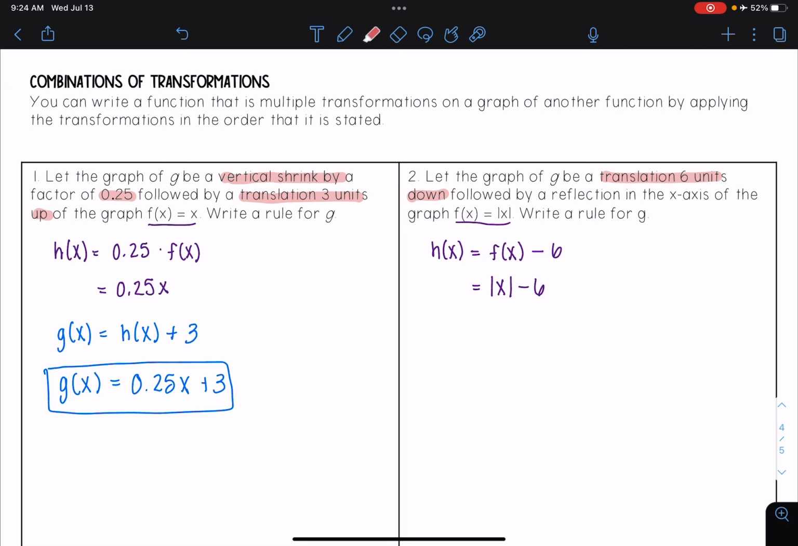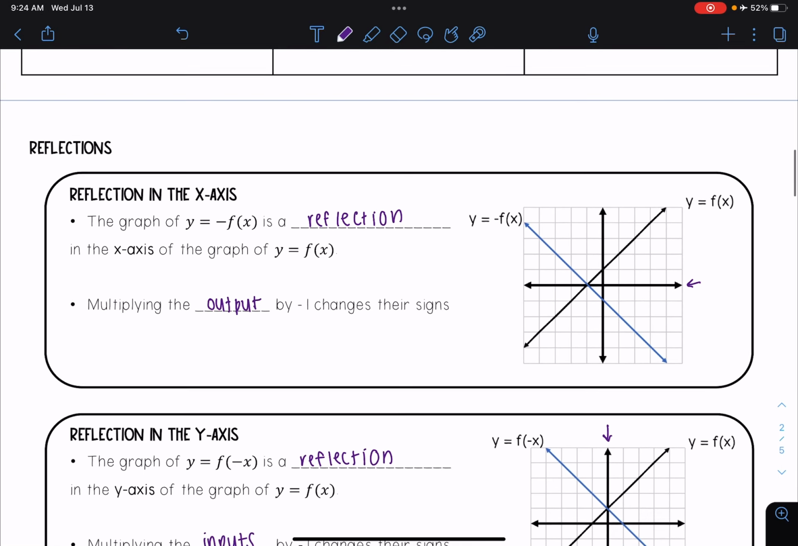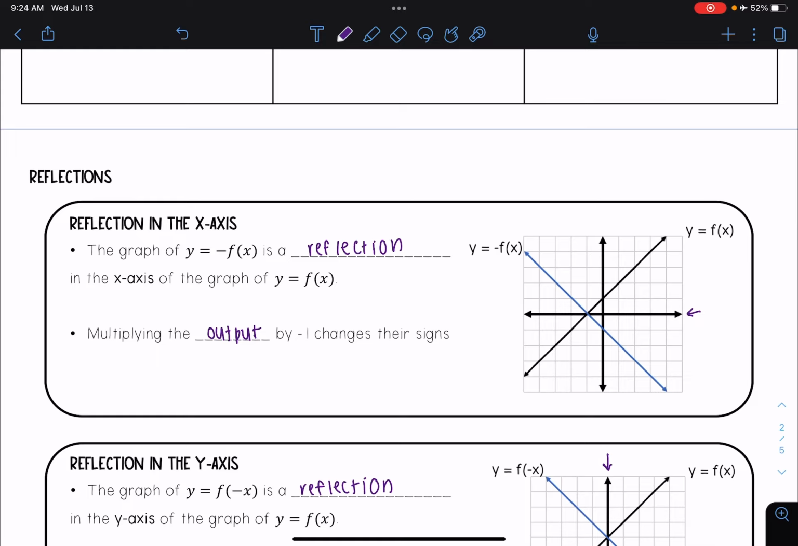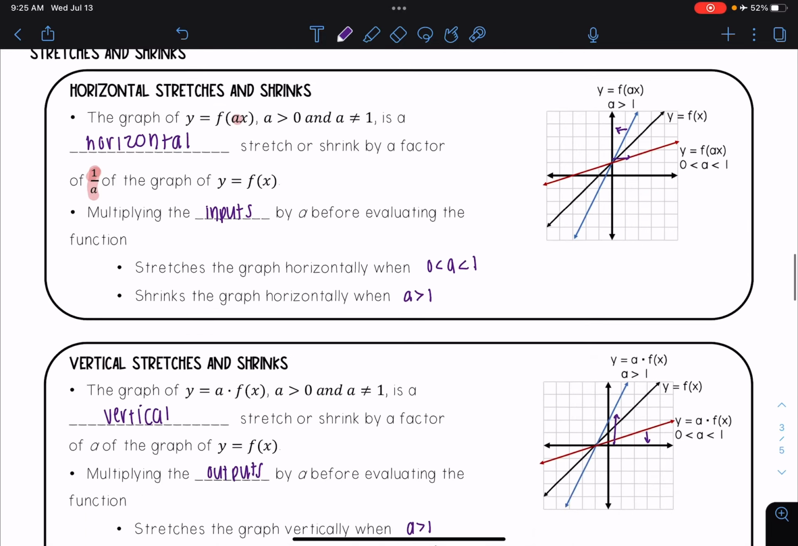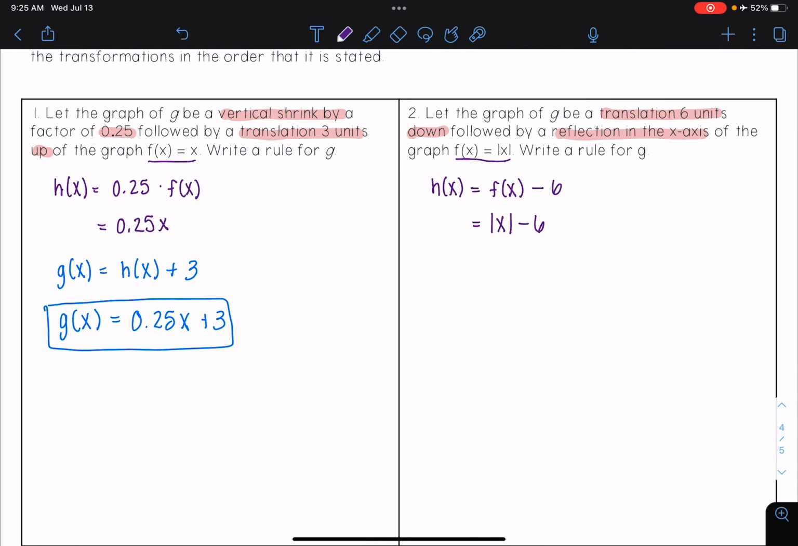Now it says the next transformation is going to be a reflection in the x-axis. And so we talked about in an earlier video that a reflection in the x-axis is going to be multiplying the output by negative 1. So that means that g of x is going to equal negative h of x.